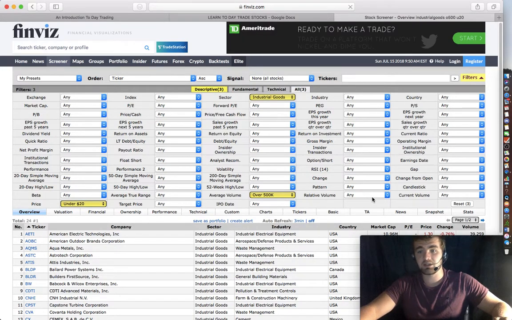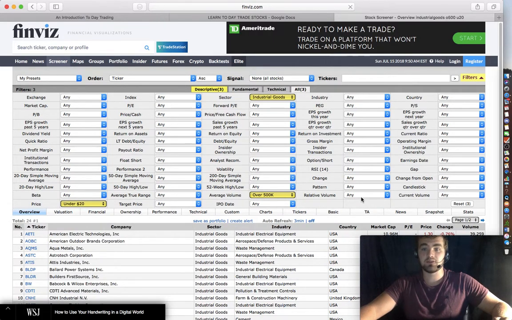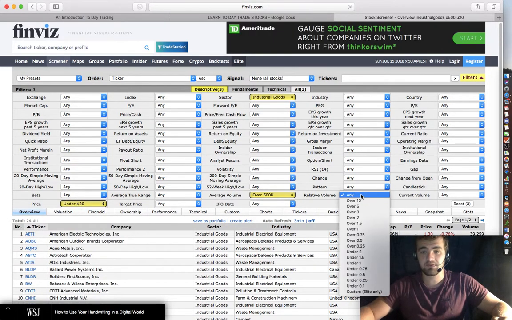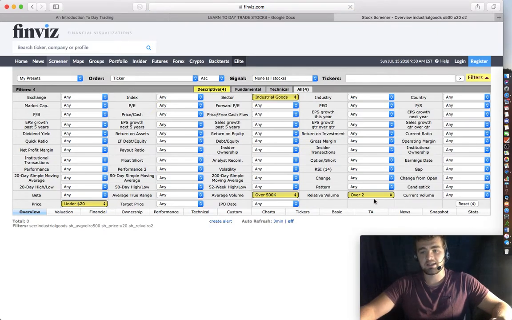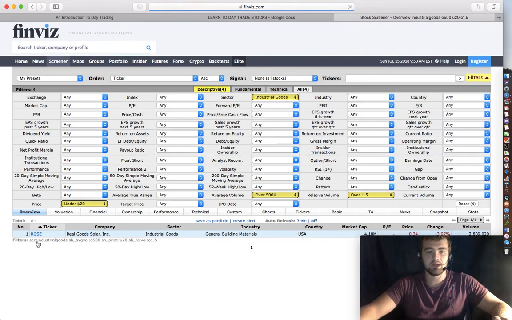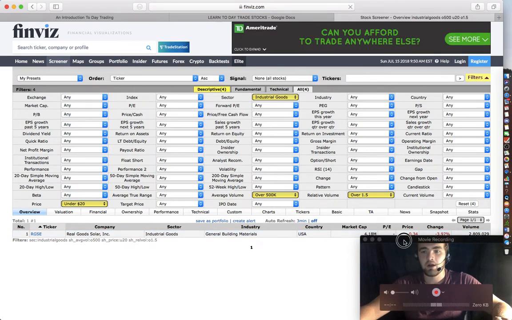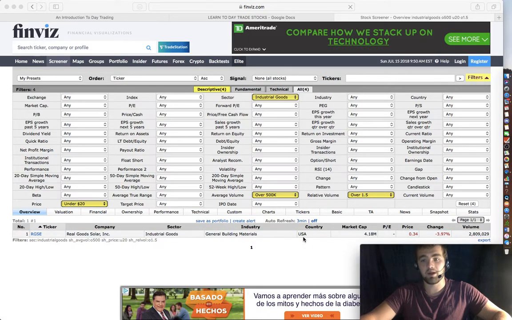The next thing you guys want to do is go to relative volume. Relative volume is kind of the demand for the stock. Over 10 is crazy, same with over 5. So we're just going to go anywhere from 1.5 to 2. We'll start out with 2 just to see what the number is. That is a very large number, so we can try 1.5. As you see here, we limited all the way from 7,000 to 1.